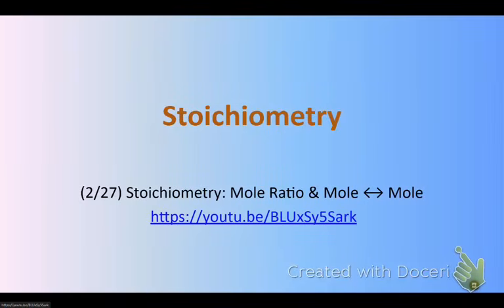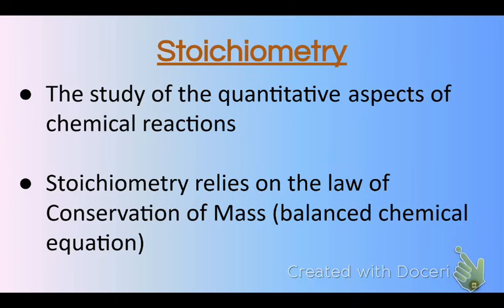Today we're going to start the beginning of stoichiometry. So we're going to be working with mole ratio and mole-to-mole conversions. This is the first part of stoichiometry, which is the study of the quantitative aspects of chemical reactions. So how can we measure out chemical reactions? This is all based around the law of conservation of mass, which means it is absolutely critical to have a balanced chemical equation. Your chemical reaction has to be balanced for stoichiometry to work.